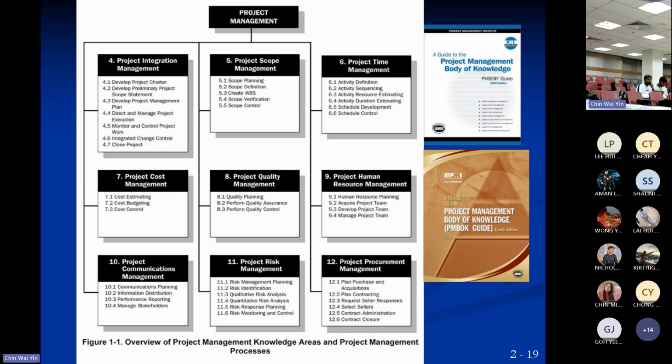How do you hire them? What is their agreement? Right? What type of agreement will you have with them, etc. Okay. So these are the 9 areas that this PMBOK covers.